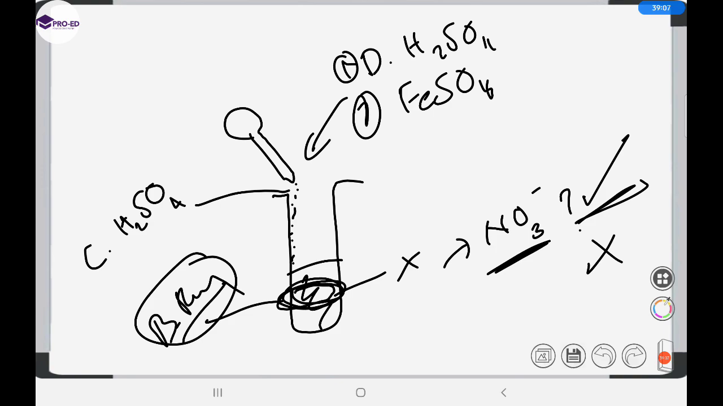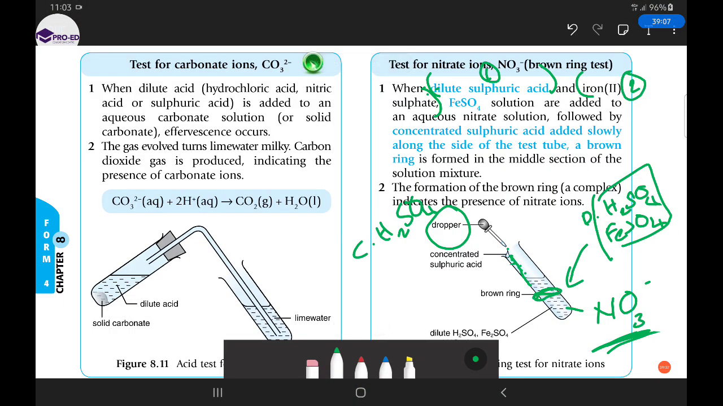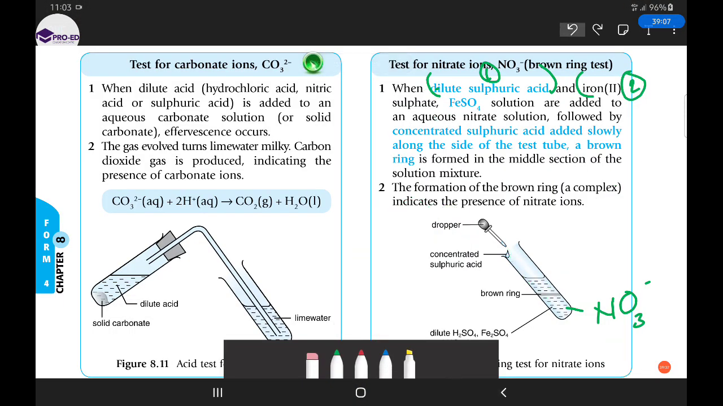Please, you need to know. It's just 3 steps. Please memorize the steps. You have to fix the solutions. It has to be these 2 solutions, sulfuric acid, one concentrated and one dilute, and the other one is iron 2 sulfate. That's it, and know how it is done. Okay, so we're almost done here, guys, for this video. Brown ring test done as well.